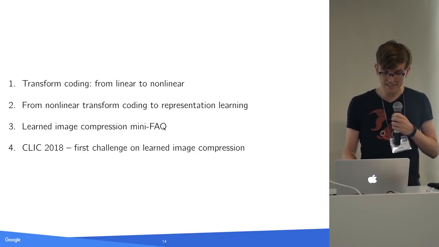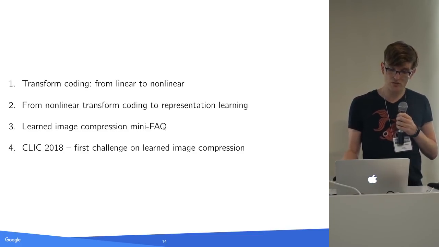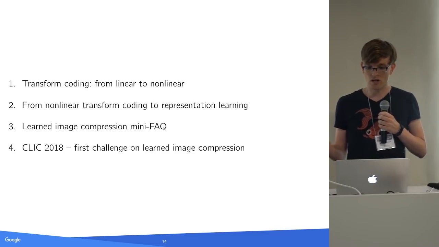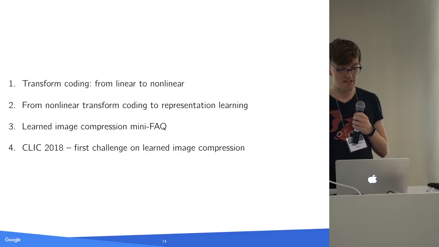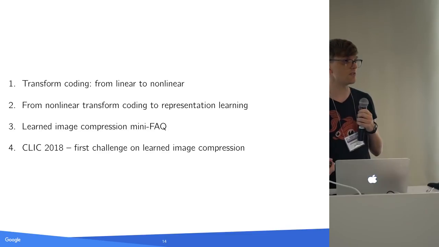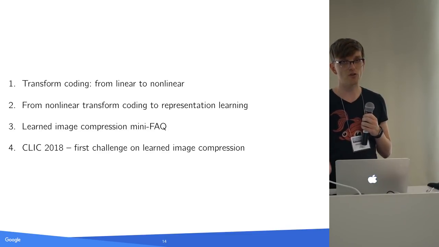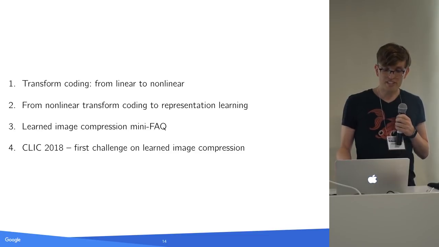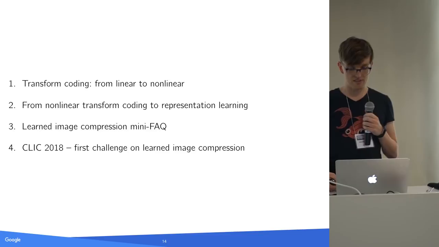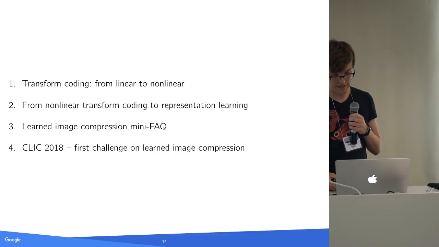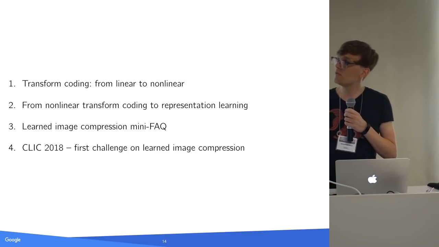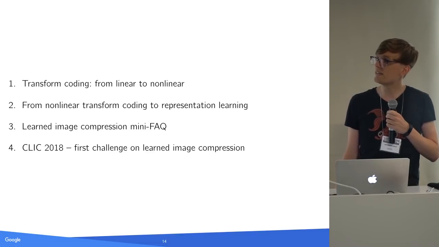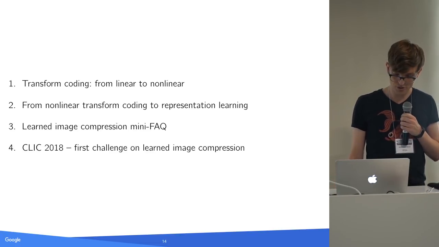Then I'm going to relate nonlinear transform coding to representation learning, which is a much wider concept and which we can use as a source of inspiration for better learned compression methods. Third, I'm going to try to anticipate some questions that you might have if you are not familiar with this field. And last, I want to update you on what happened last week at the first challenge on learned image compression.